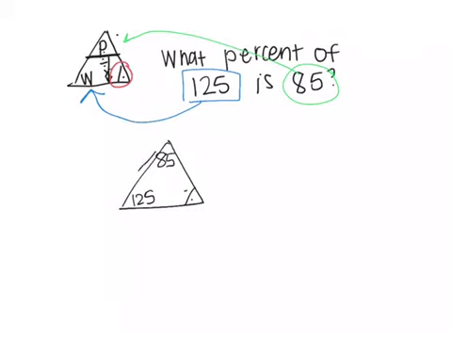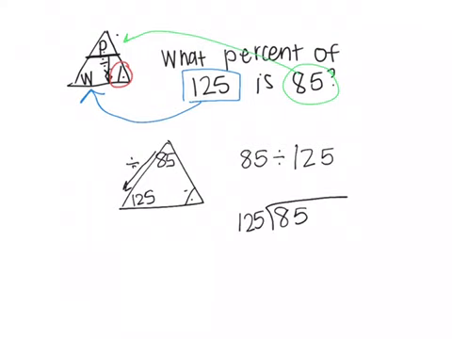So I know that going down my triangle, I need to divide. I know that my part up top is always going to be my dividend. So I'm going to take 85 and I'm going to divide it by 125. When I do that, 85 goes inside the house. I'm dividing it by 125. 125 does not go into 8 and does not go into 5. So I'm going to put a decimal, meaning my decimal goes right above there in my quotient, and I'm going to add a place value.